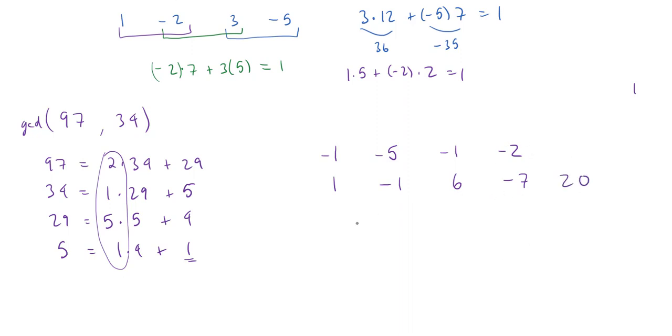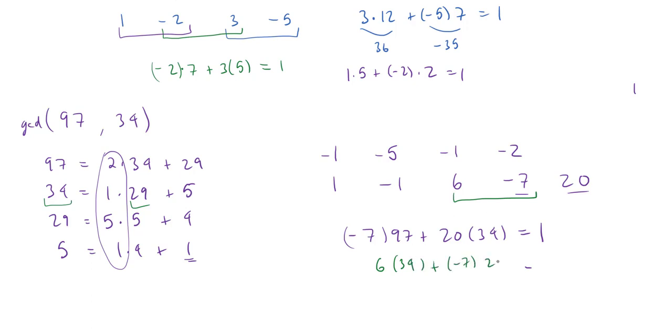And so the claim now is that negative 7 times 97 plus 20 times 34 is equal to 1, which of course one can verify. Furthermore, one could also use the 6 and the negative 7, which are adjacent, to give you a representation of 1 in terms of 34 and 29. So 6 times 34 plus negative 7 times 29 will also equal 1.